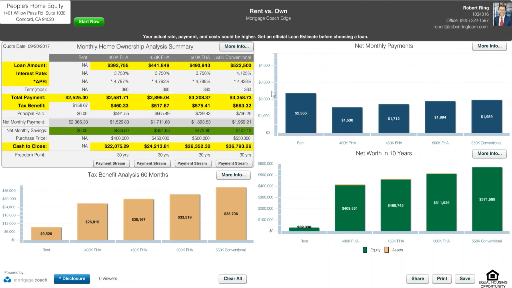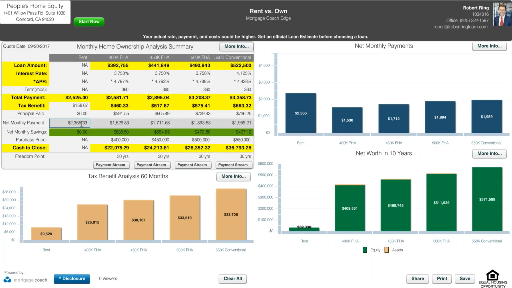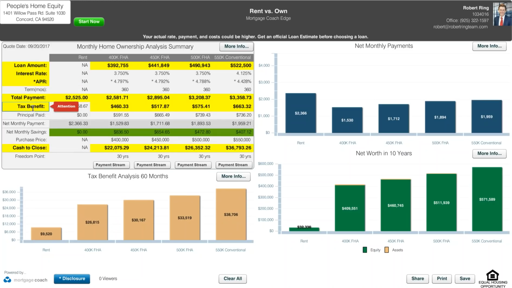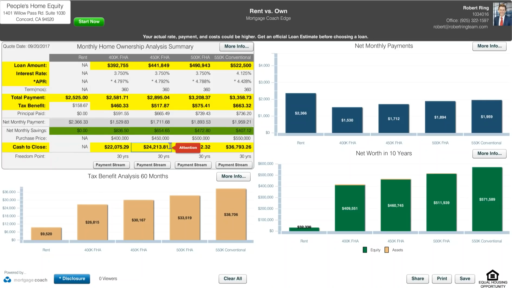So here we have a scenario where I'm showing 4 loan options side by side, and then I'm comparing it to rent. And within this presentation, you'll see your loan amount, interest rate, APR, and I'll explain what that means, your total payment, your tax benefit, and your cash to close. These are just the highlighted sections that I think are really important to look at.